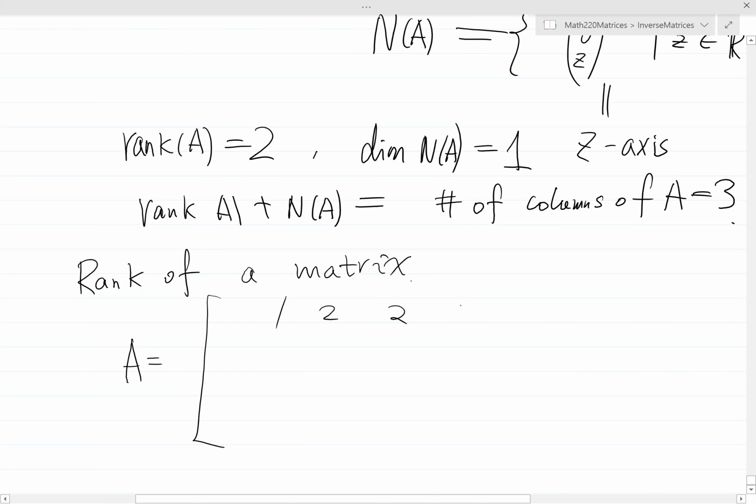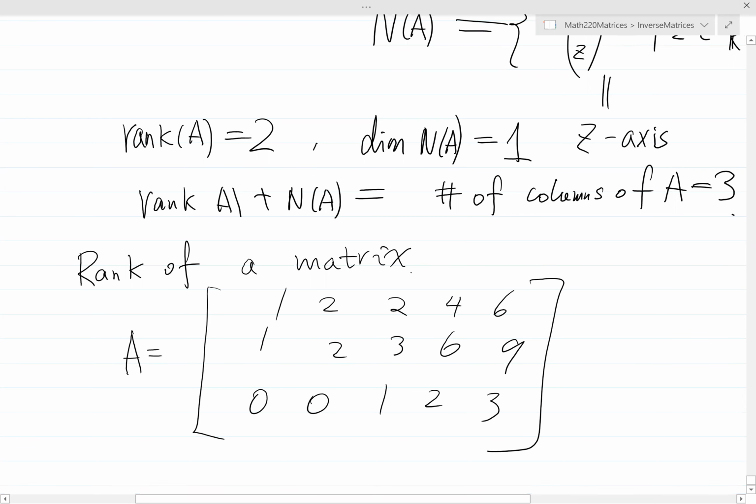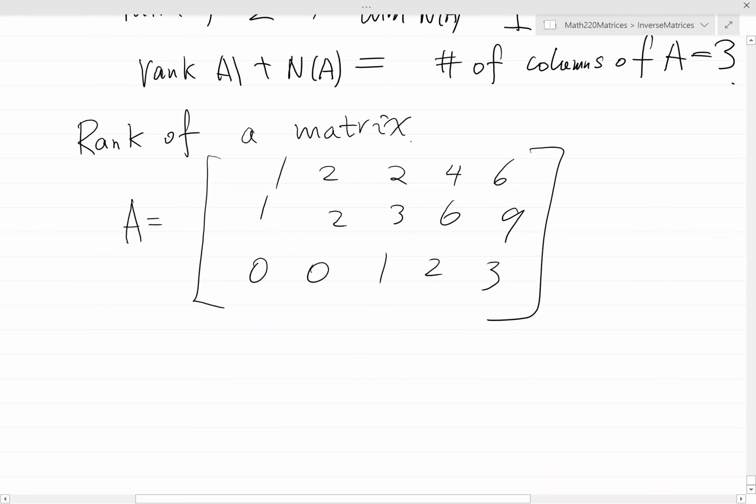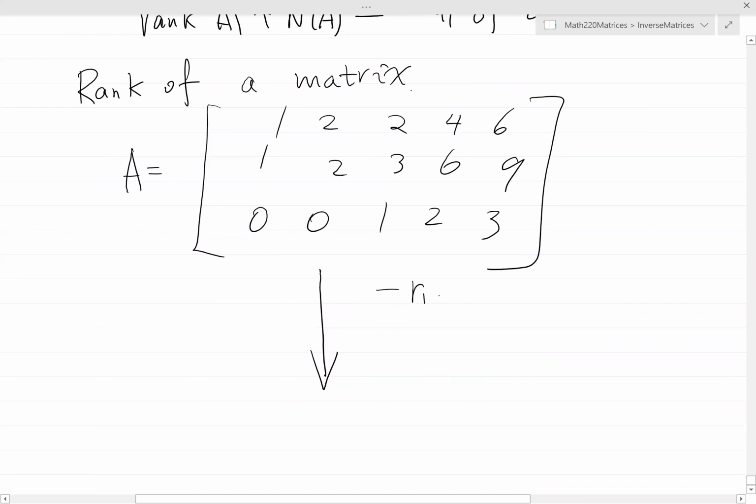1, 2, 2, 4, 6. 1, 2, 3, 6, 9. 0, 0, 1, 2, 3. Now we have 3 row vectors. Okay. Now 3 row vectors, they at most span a 3-dimensional space. So the row vectors can at most span a 3-dimensional vector space. So the rank is at most 3. But then we want to see if the vectors are linearly independent or not. So we do row operations. Remember, a row operation is invertible, so it does not change whether they are linearly independent or not.